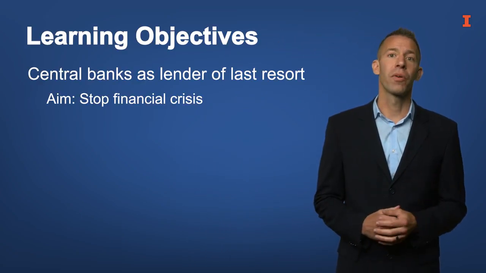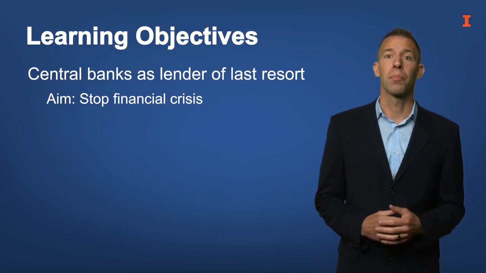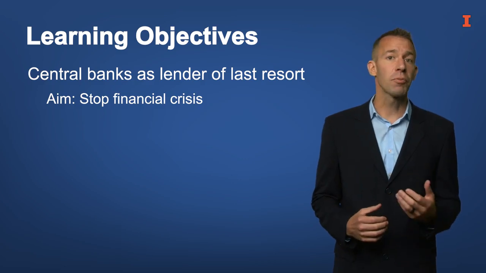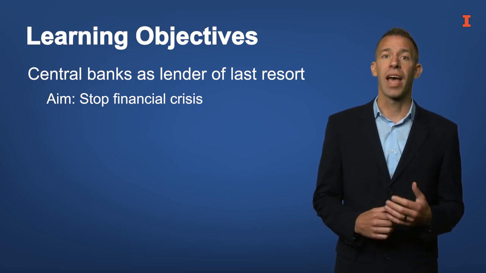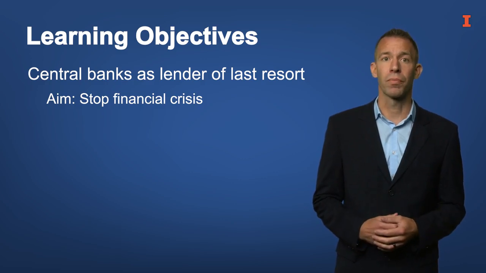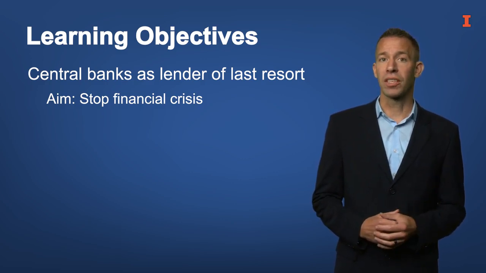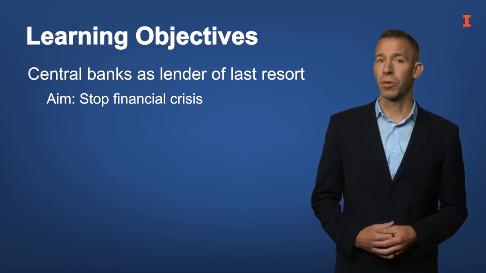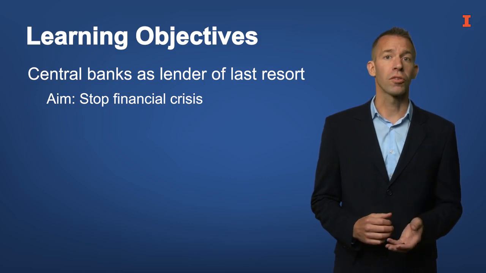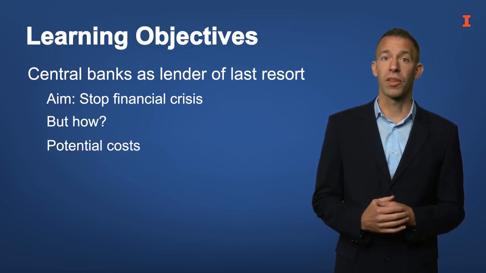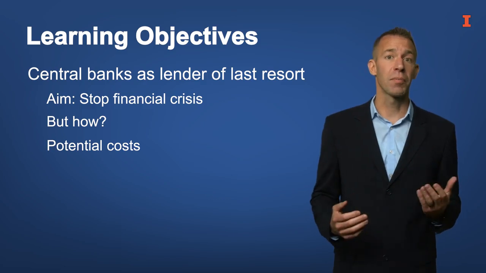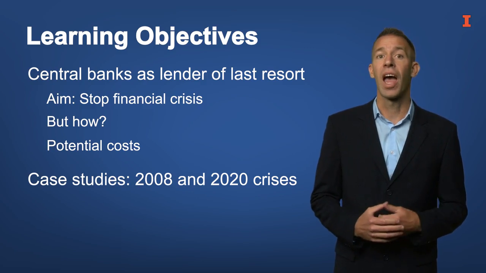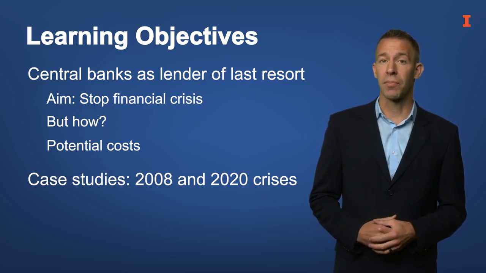In this session, we will examine how a central bank, by providing short-term cash loans during a financial crisis, can help to stabilize financial markets and prevent the worst-case scenario. We will see how these interventions should be designed in principle, but also how they work in practice. We will also understand the potential costs of these interventions. We will examine these issues in the context of the 2008 financial crisis and the 2020 global pandemic.